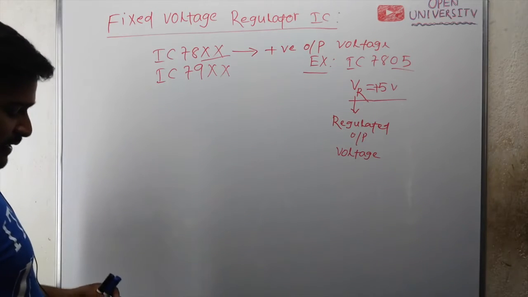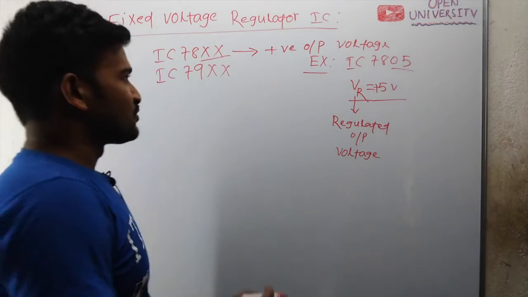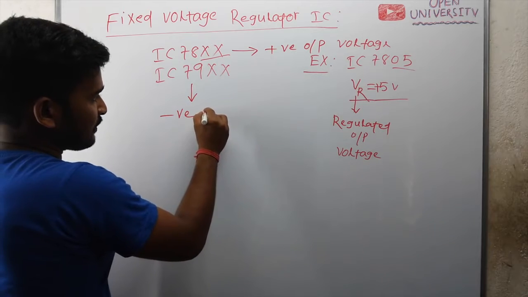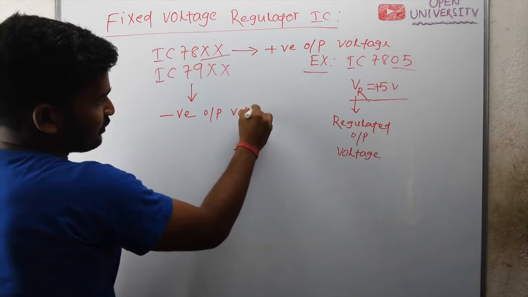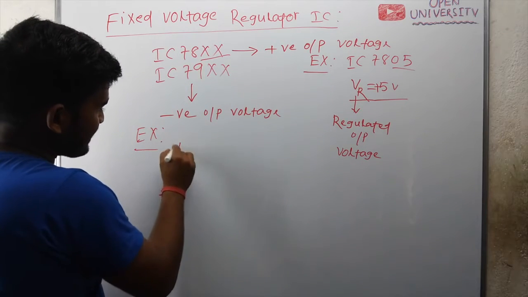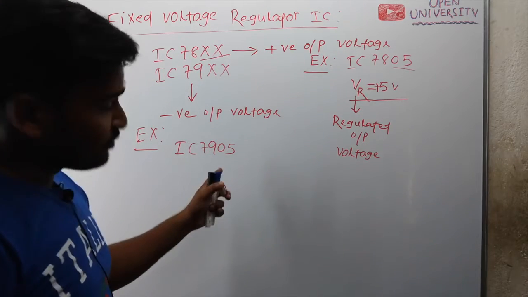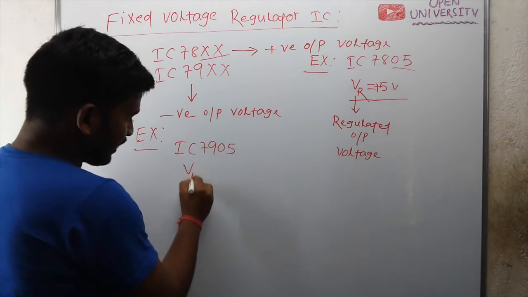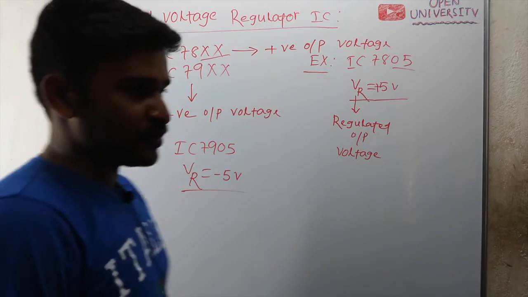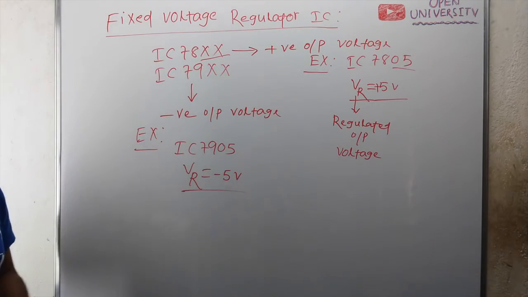IC79XX provides a negative output voltage. So this IC will provide negative output voltage. Let me give you an example. IC7905 is an example which will provide the regulated output voltage equal to minus 5 volt. The output voltage of this IC will be minus 5 volt.